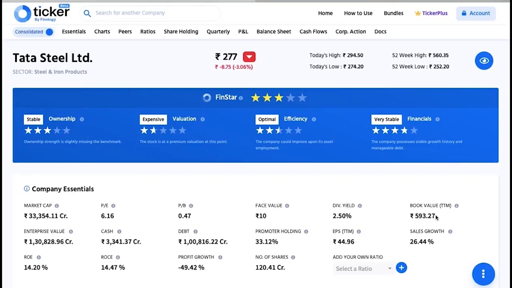In this way, we can see that the book value of Tata Steel here is 593 rupees. What does this mean? It means that behind one share there are 593 rupees of assets, or 593 rupees in the bank. So, if whole Tata Steel gets sold out today, then theoretically every shareholder will get 593 rupees. The price of one share today is 277 rupees, so we will get 593 rupees in exchange for one share price of 277 rupees.